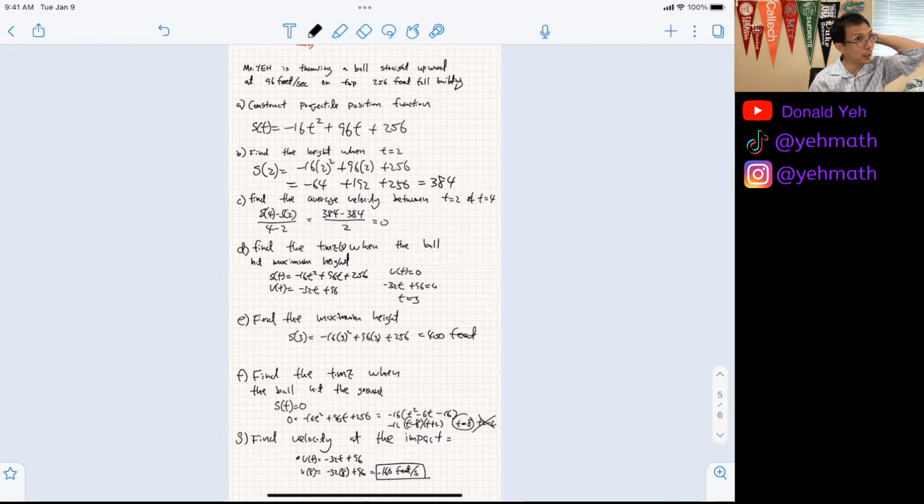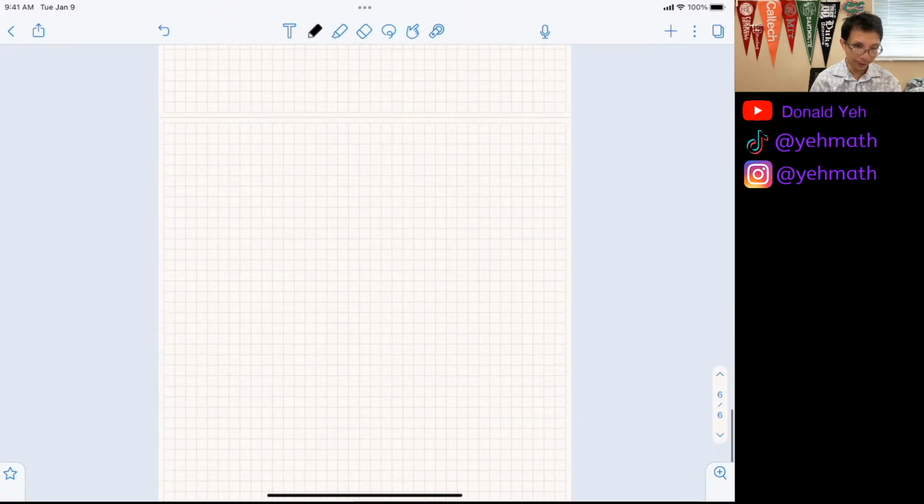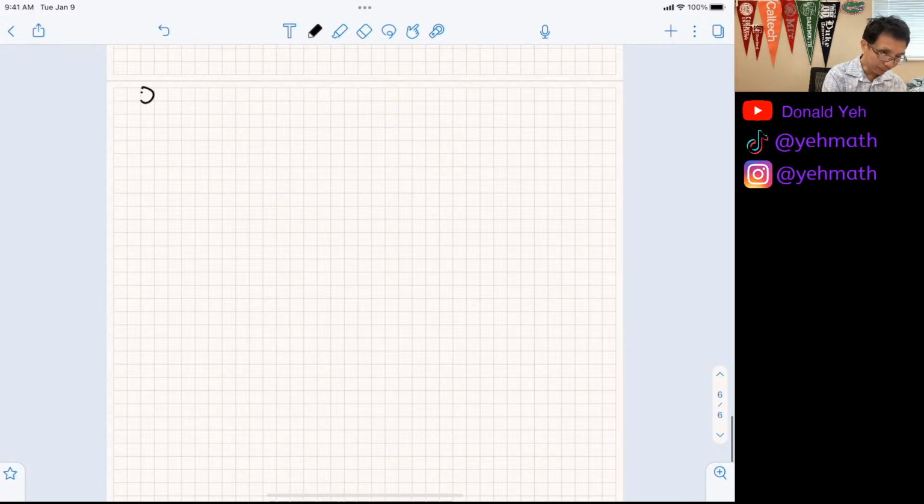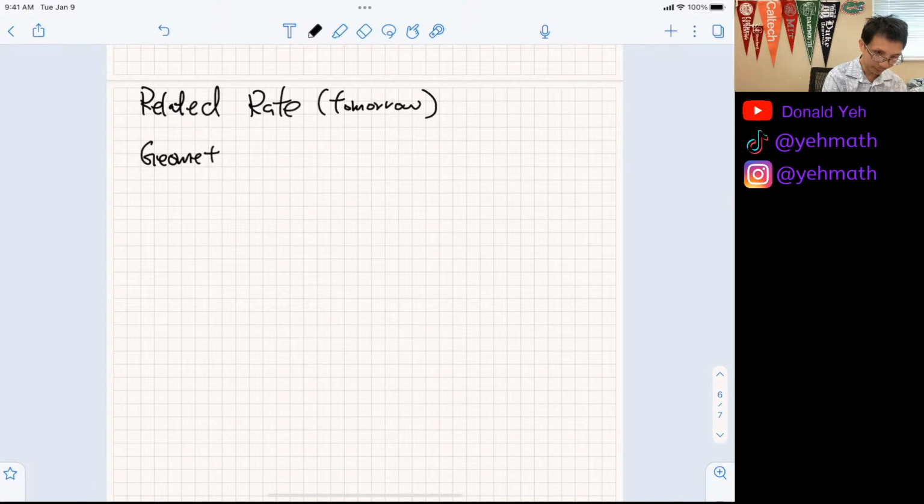Is there any question before I move on to relationships? So tomorrow we're going to study something called related rates, and today we're going to talk about a precursor of related rates. Tomorrow is related rates. But today we're going to talk about just relationships between geometry relationships. So this is today.